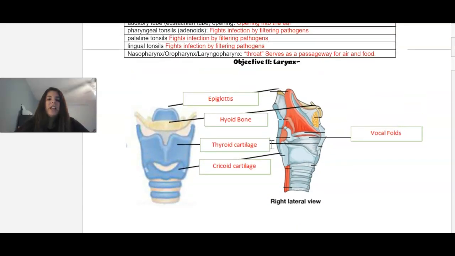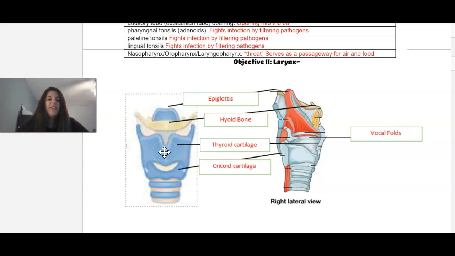Looking specifically at your larynx now, the air has now gone through your nasal cavity down into your oropharynx and into your laryngopharynx, and now we're into the larynx. These are the structures that make up the larynx. This is the epiglottis right here, which is going to be a flap. This is your hyoid bone. And then this big shield piece is called the thyroid cartilage.